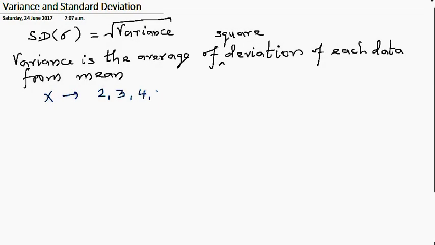Okay, so let's take some simple values which will give a neat mean. Let's say x is your random variable, and let's say it is 2, 3, 4, 5 and 6. I've taken this so that you get a neat mean. If you add them up, the mean is going to be 4, so x bar is 4. Now I'm going to show you how you calculate the variance and the formula of variance.